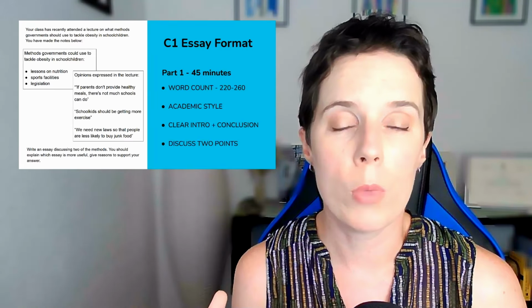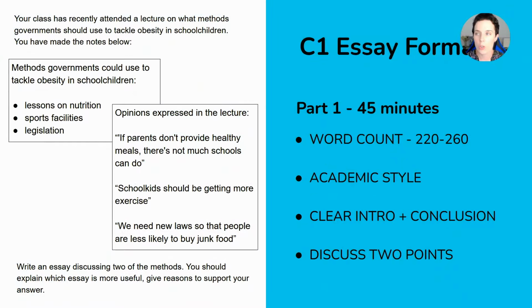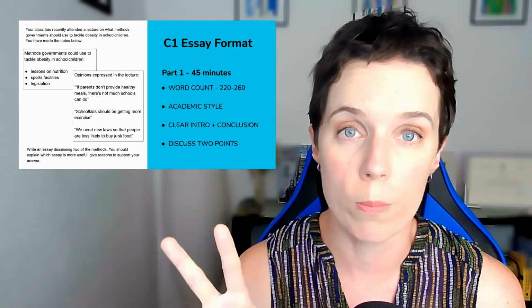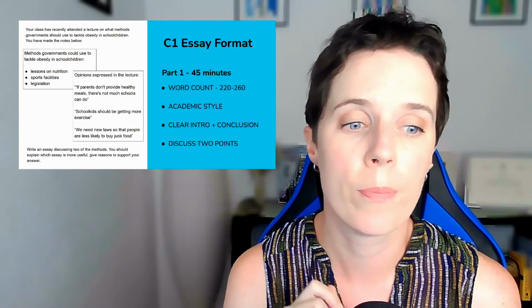But let's take a more detailed look at this question then. Your class has recently attended a lecture on what methods governments should use to tackle obesity in school children, and you've made the notes below. So your methods that governments could use are lessons on nutrition, sports facilities, and legislation. So you need to talk about 2 of those points. Only 2 of them that you need to choose.